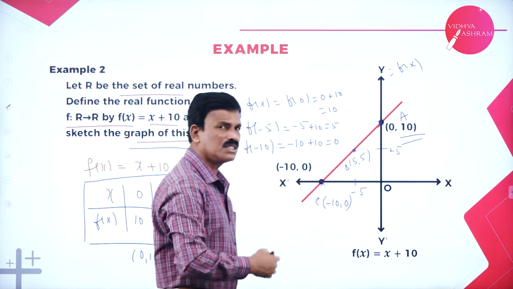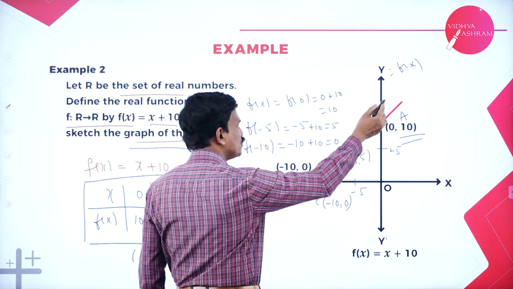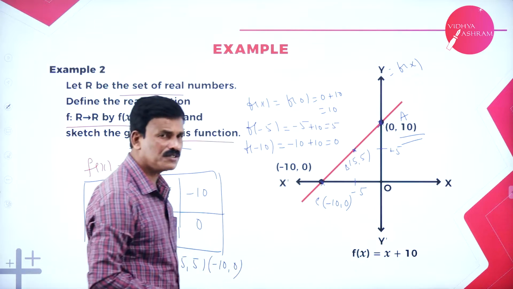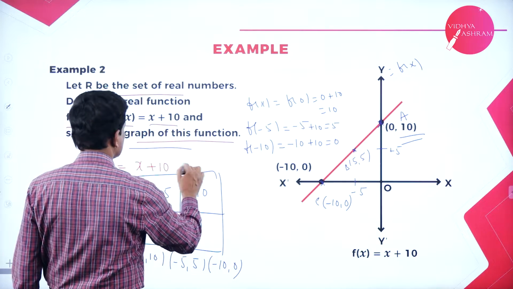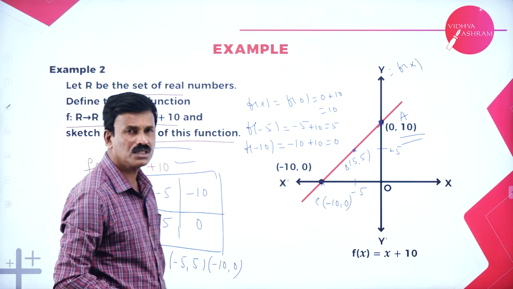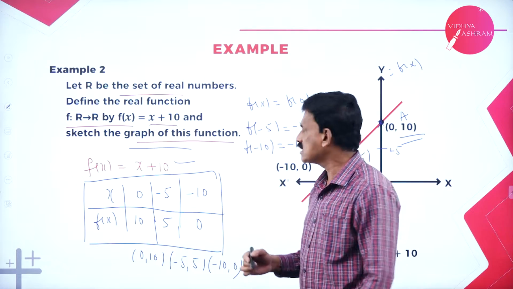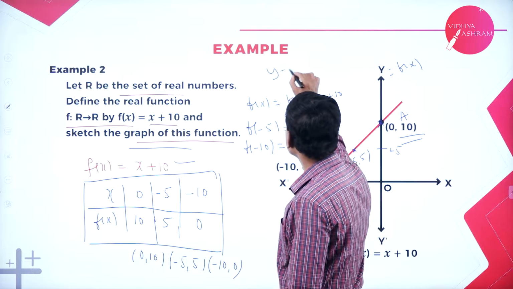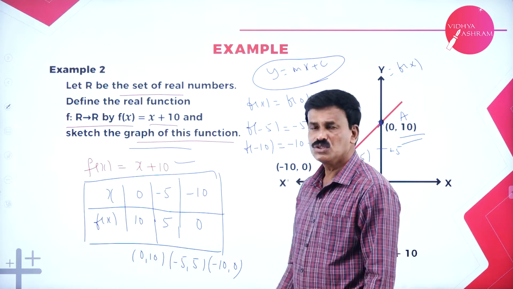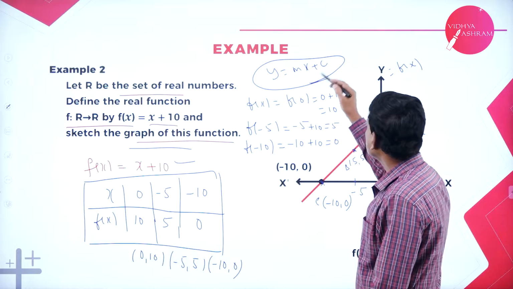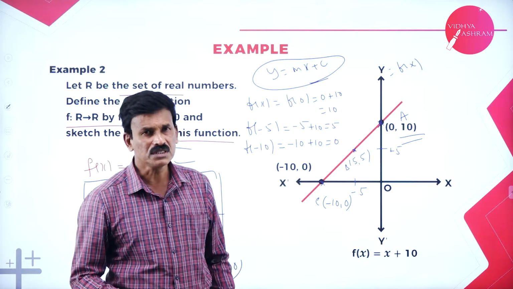So, therefore, just draw a straight line which passes through these points. So, A, B, C is a straight line. This is the graph for the function y is equal to, or f of x is equal to, x plus 10. Okay. Now, you might have studied this in your previous classes. This is of the form y is equal to mx plus c, which is nothing but the equation of a straight line. Slope is given and the y-intercept is also given. Okay. Now, that's regarding this graph.